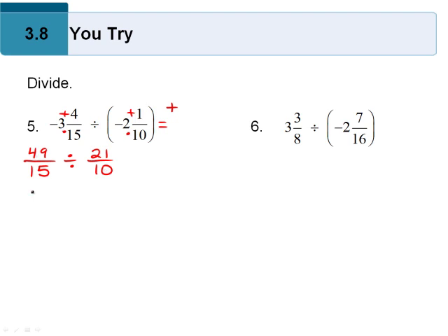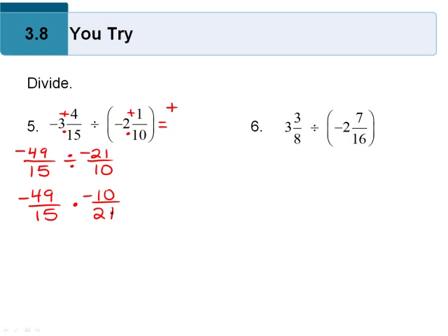So now we have 49 over 15, keep that the same, change it to multiplication. If you want to keep the negative signs in here, you can. I'll put them back in. But you need to realize we already figured out our sign. Makes it so much easier. Okay? So we're doing keep, change, and flip. So that's going to be negative 10 over 21.